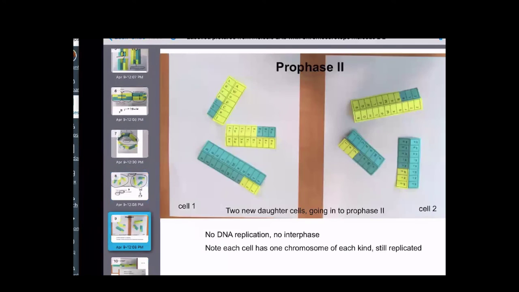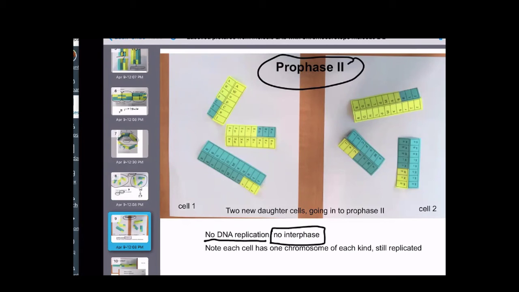Now, each of these cells is going to go through a second cell division. They're going to move to telophase 1 and then go into prophase 2. But what's important to understand is there's no replication and no interphase. So you don't undergo another interphase. You basically just rest at the end of telophase 1.